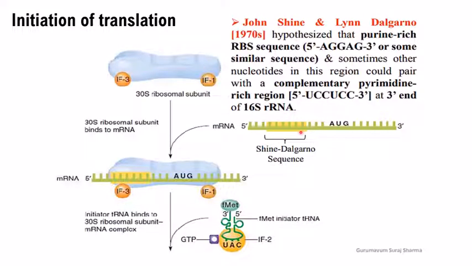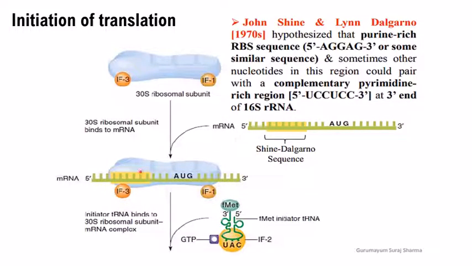Shine-Dalgarno sequence is rich in purine. So there is a complementary sequence between the Shine-Dalgarno sequence that is rich in purine and the 16S rRNA sequence that is present within the 30S subunit of ribosome. The complementarity of these two sequences helps in binding of 30S subunit to the mRNA molecule.